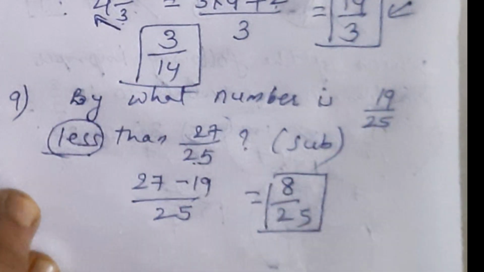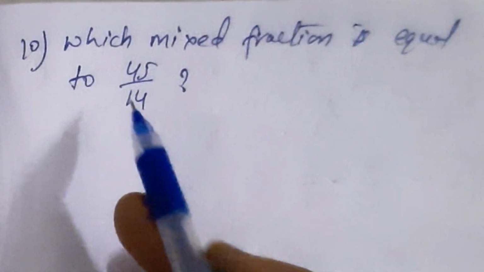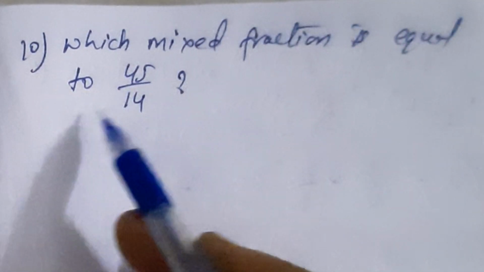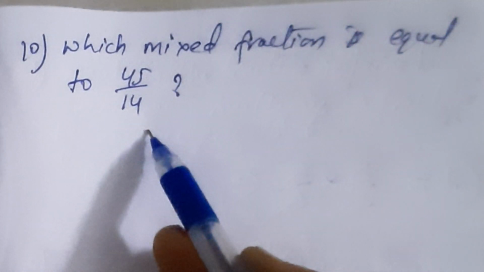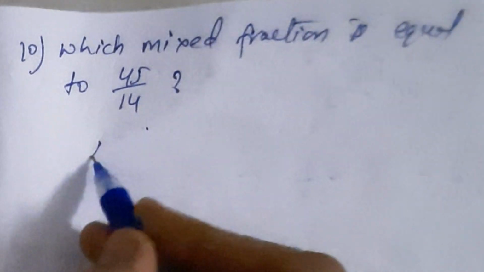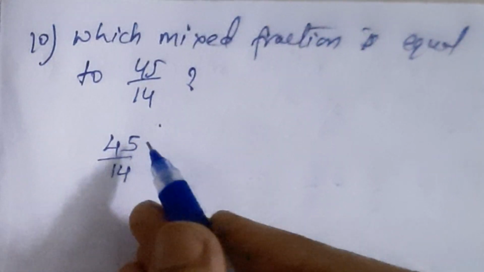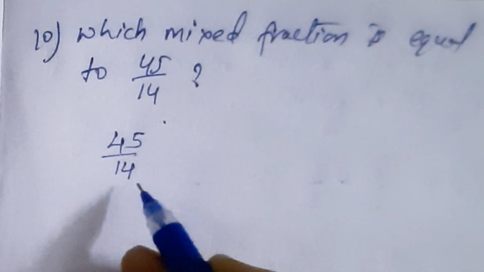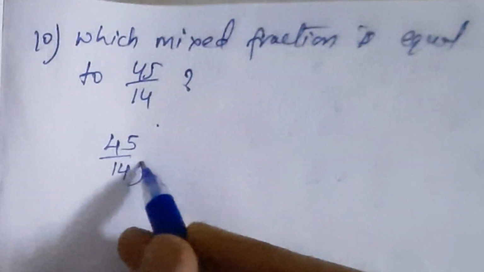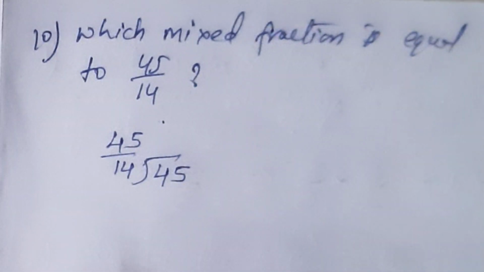Now the next question: which mixed fraction is equal to 45 upon 14? Here they are asking which mixed fraction is equal, so again we need to reduce the number 45 upon 14. Both the numbers do not come in the same table, so we'll directly divide it to convert into a mixed fraction.